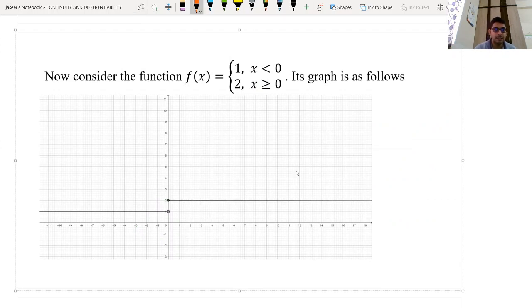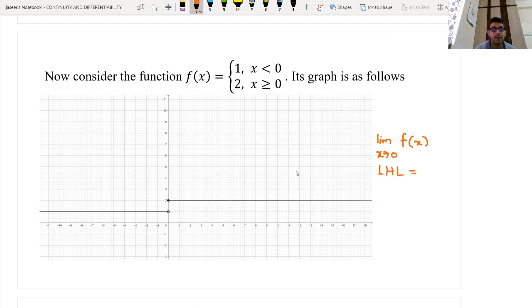Now for this example, if I want to check continuity for this function, I have to find the limit as x tends to 0 of f(x). I am checking continuity at x equals 0. Again, to the left and right of 0, the function has two different values. So I have to find the left hand limit, that is LHL, which is the limit as x tends to 0 minus of f(x). To the left of 0 the value is 1, so this limit will be 1.